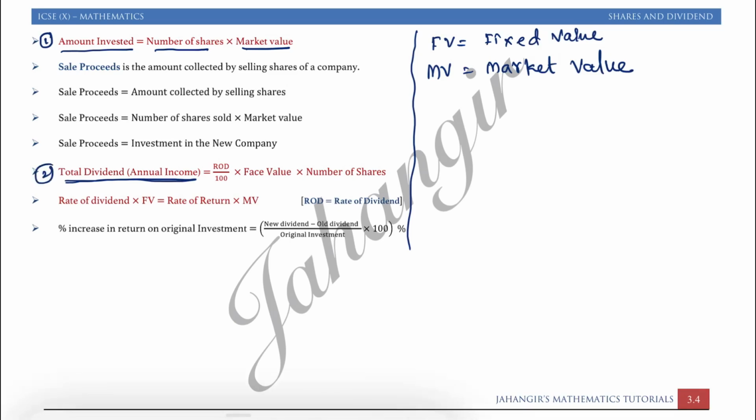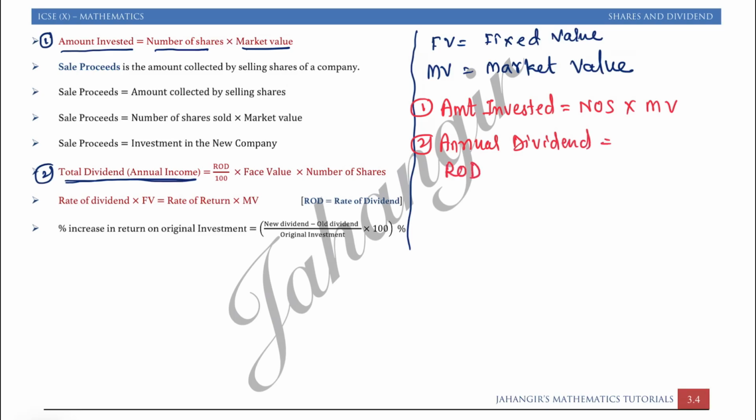Let me write the first formula over here. First formula, amount invested is equal to number of shares into market value. Second formula, annual income, or you can say annual dividend, is equal to ROD, the rate of dividend which is fixed by the company, into face value into number of shares. This is the income on one share into how many shares you hold.